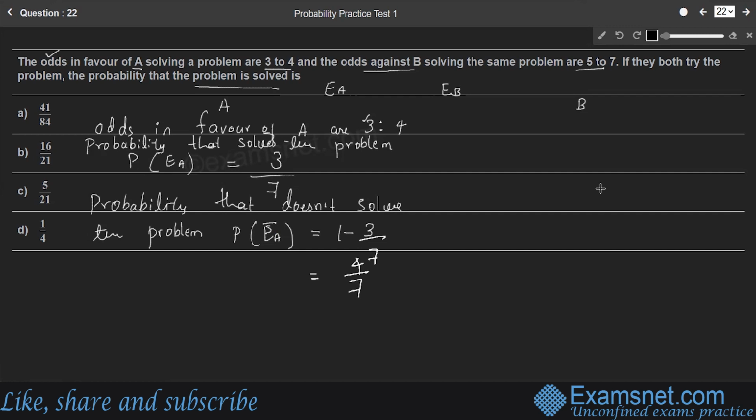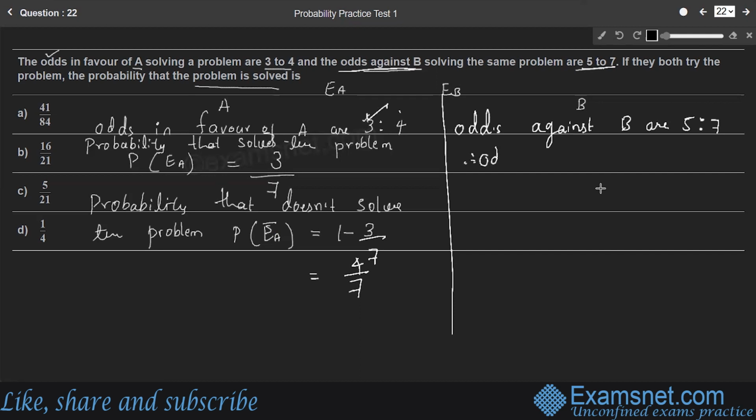4/7, right? So here we are considering odds in favor of A and not in favor of A, and the respective probabilities. Now consider the odds in favor of B. It is given that odds against B are 5:7. Therefore, we'll consider odds against B first, 5:7. Therefore, odds in favor of B are the reverse ratio, 7:5. So 7 is in favor, whereas 5 is against.